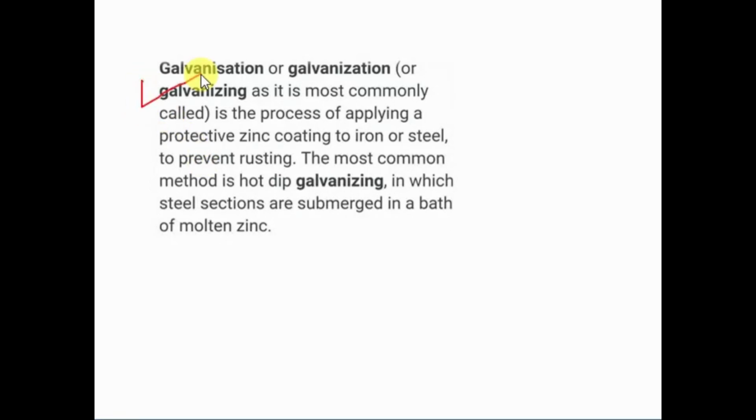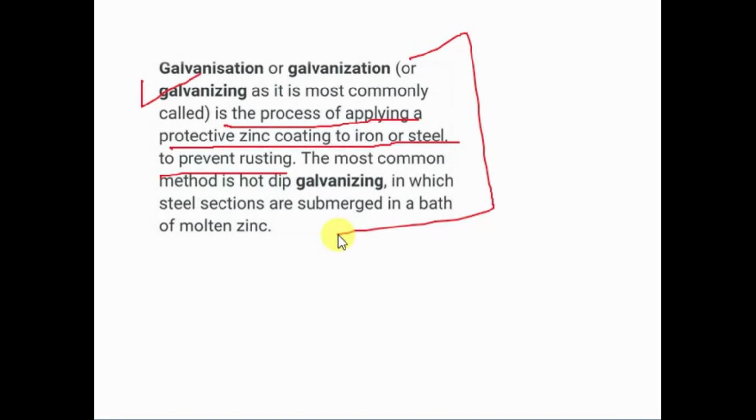What is galvanization? Galvanization is the process of applying a protective zinc coating to iron or steel to prevent rusting. So हम इसमें zinc coating कर देते हैं, and this will prevent your iron from rusting. So this is called galvanization.